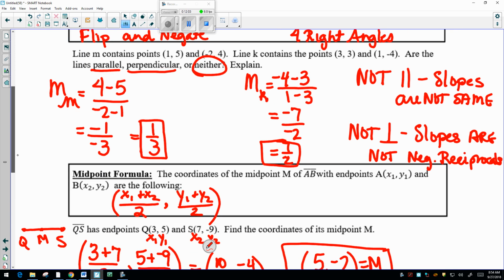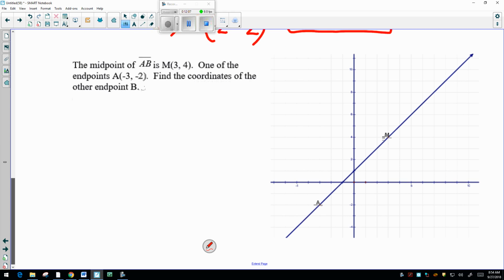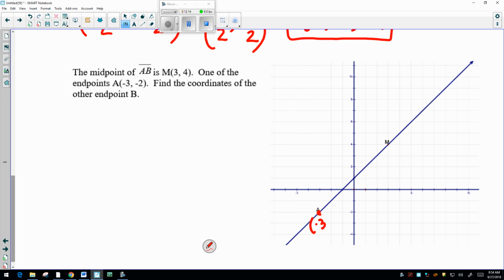Different way you could see this question, still midpoint, but slightly different. What if we have the endpoint? What if I already know where A is located? A is located at negative 3, negative 2. And I know where M is located. M is located at the coordinate 3, 4. That's my midpoint. I need to look for the other endpoint. A is an endpoint, M is my midpoint. That means my other endpoint's got to be somewhere on that side. And I have to find that.